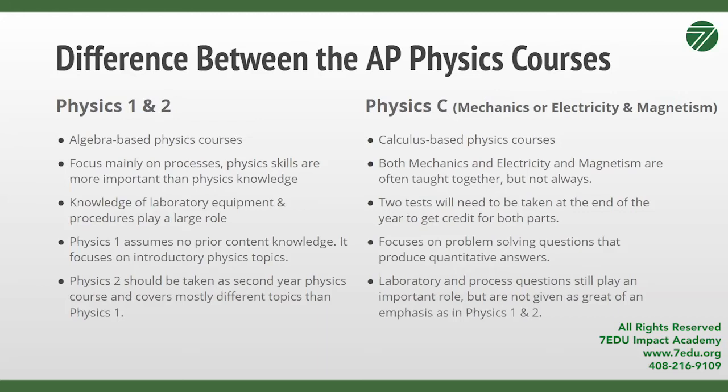They focus on problem solving, especially. They have much more quantitative answers, like if your answer is 4.5, whereas on Physics 1 it's more of a comparative thing. They also use laboratory and process questions, but not in the same way. It's much more mathematically rich and calculus based, as opposed to skills and comparison, the way it is in Physics 1 and Physics 2.